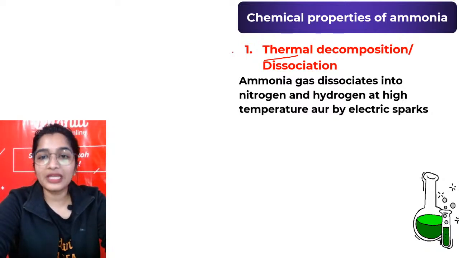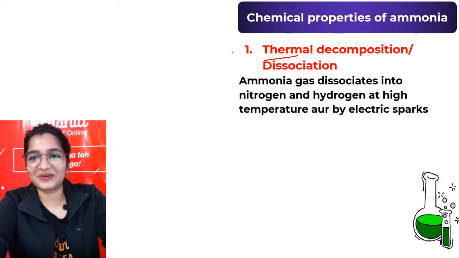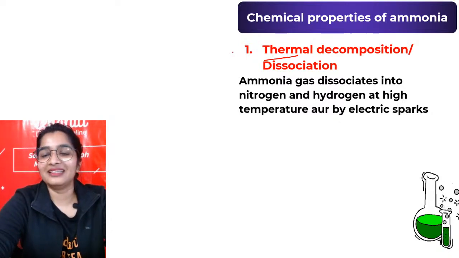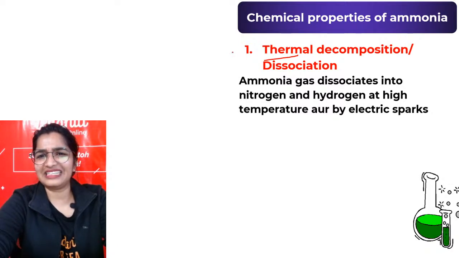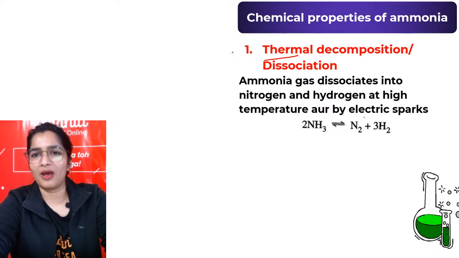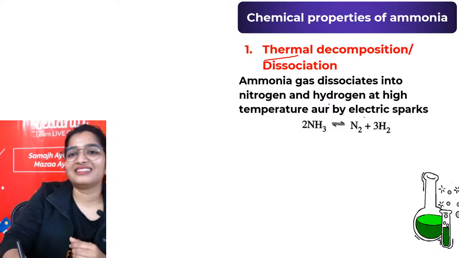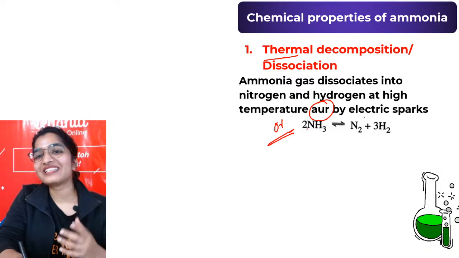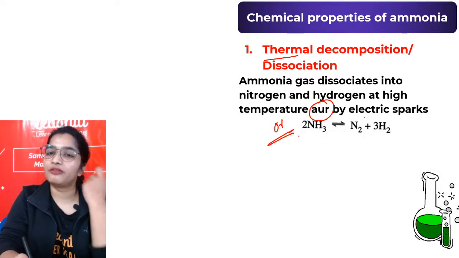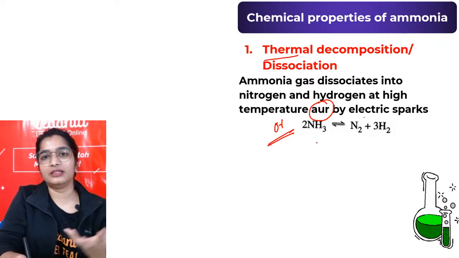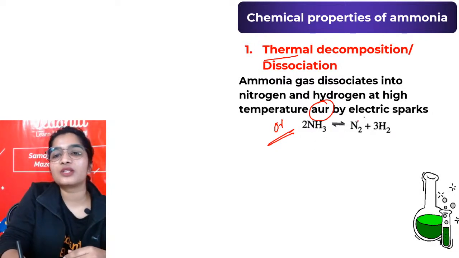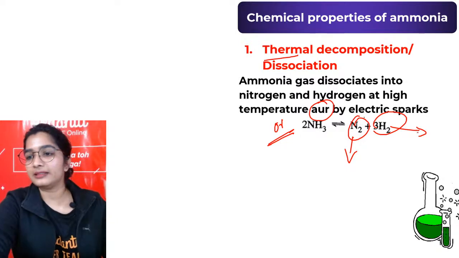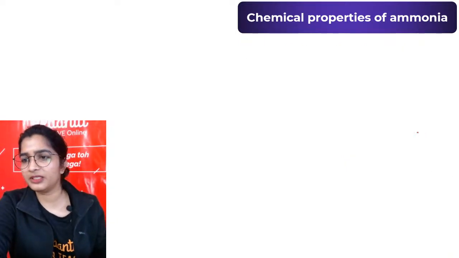So ammonia gas dissociates into nitrogen and hydrogen at high temperature and by electric sparks. So NH3, in the presence of heat energy or when electricity is passed, will be decomposed into nitrogen and hydrogen. Again, it's a reversible reaction.